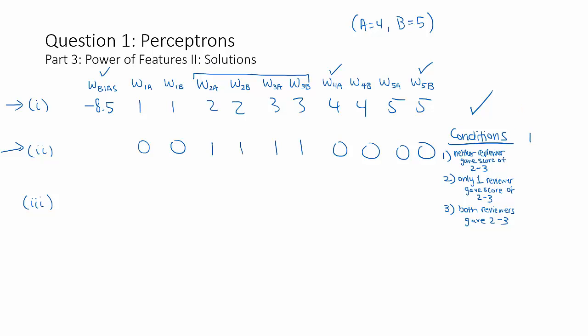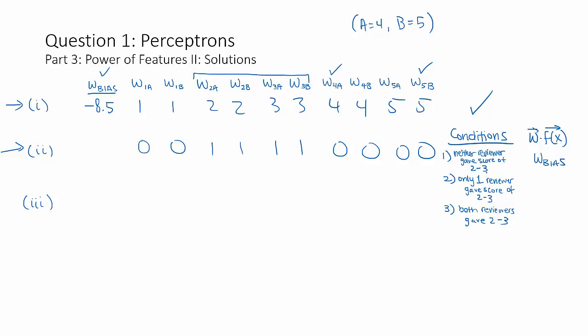Here I want to write out the dot product explicitly. And note that we don't have the bias value, so I need to leave it in terms of this W bias term. Well, if neither reviewer gave a score of 2 or 3, that means that the weight for the score features for both critics would be one of these 0 terms here, right? And so that part in the dot product would be 0, and all we'll have left is just the bias term. So this would be W bias.